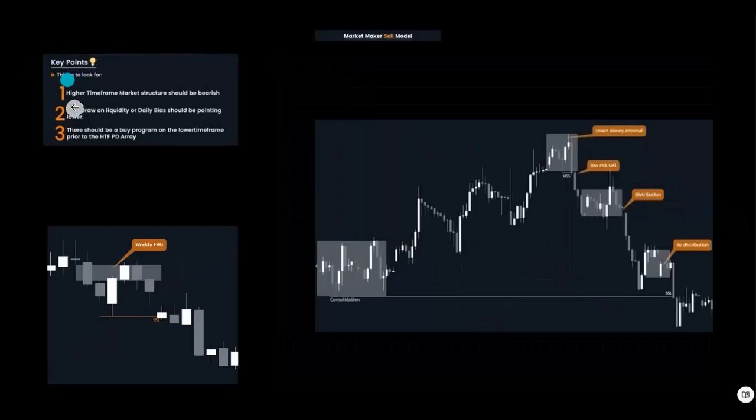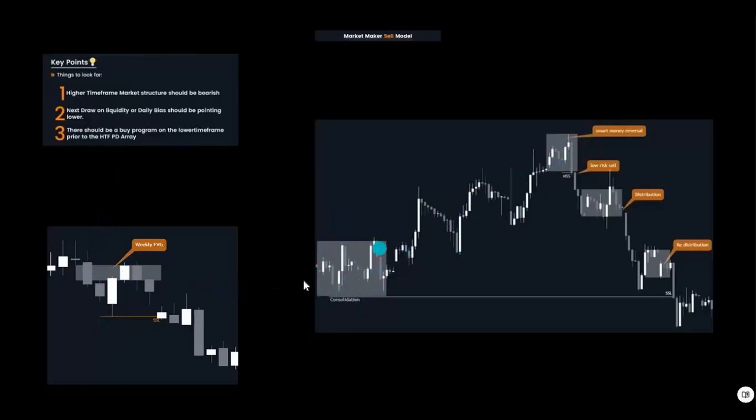Same thing, the things we look for. We look for a higher time frame market structure, which should be bearish. Price is bearish. The next draw on liquidity or daily bias should be pointing lower. So we have a fair value gap in there. Price climbs higher into that weekly fair value gap, right? And the third step is that there should be a buy program on the lower time frame prior to the higher time frame PD array. So we have a buy program right there, which is this buy program right here.